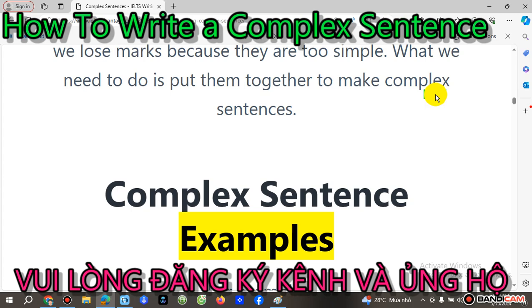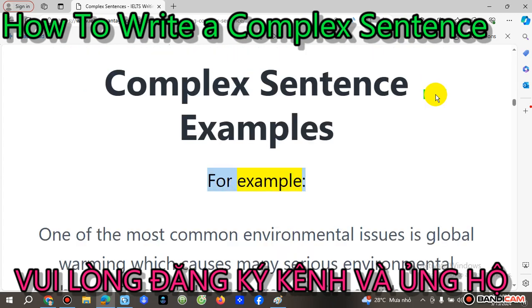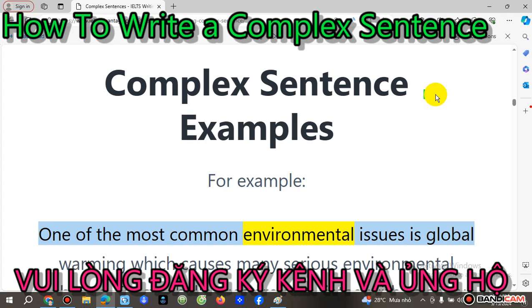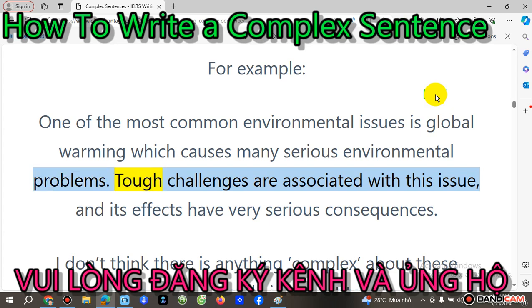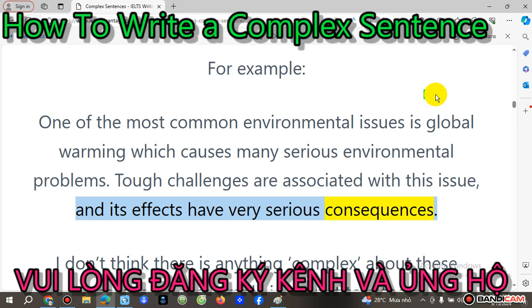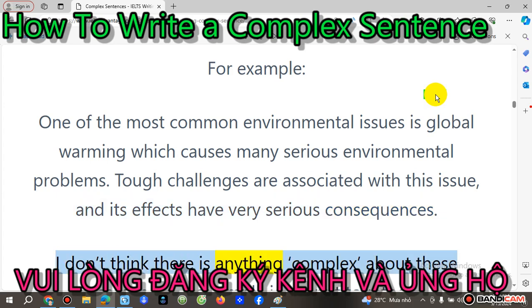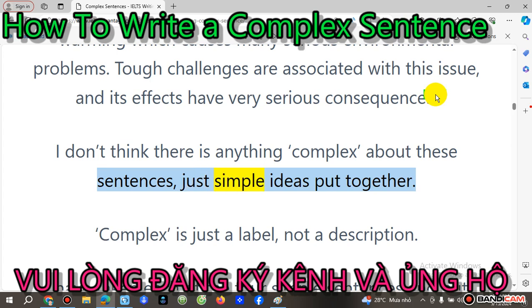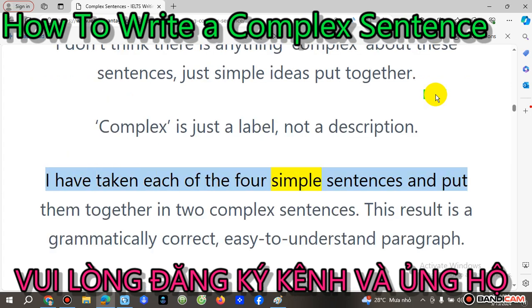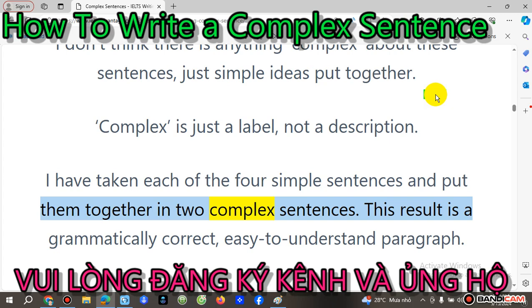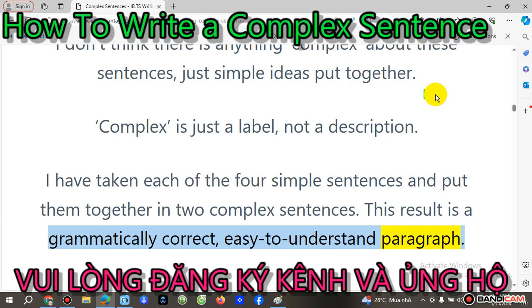Complex sentence examples. For example, one of the most common environmental issues is global warming, which causes many serious environmental problems. Tough challenges are associated with this issue, and its effects have very serious consequences. I don't think there is anything complex about these sentences, just simple ideas put together. Complex is just a label, not a description. I have taken each of the 4 simple sentences and put them together in 2 complex sentences. The result is a grammatically correct, easy to understand paragraph.